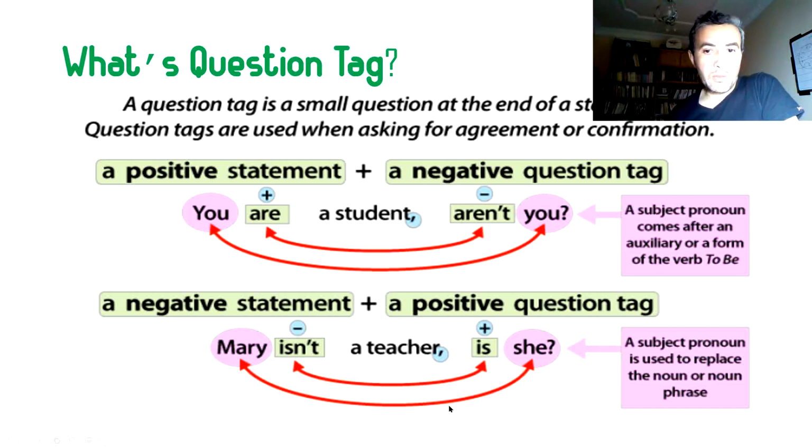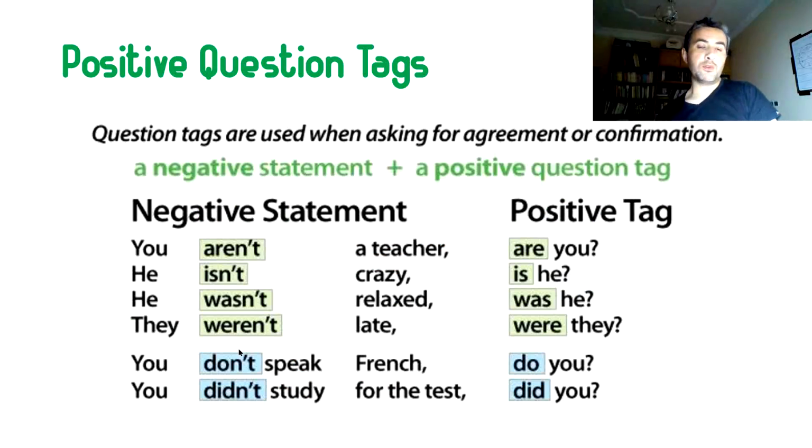As you notice, here we have Mary. It's the name of a girl or a woman, so we replaced it by "she." Because we have a female, we used "she." Mary isn't a teacher, is she? So the subject pronoun is used to replace the noun or noun phrase. If, for example, we had John here, John isn't a teacher, we would say, "is he?" Okay, so let's move to more details.